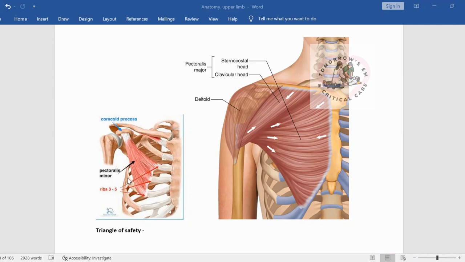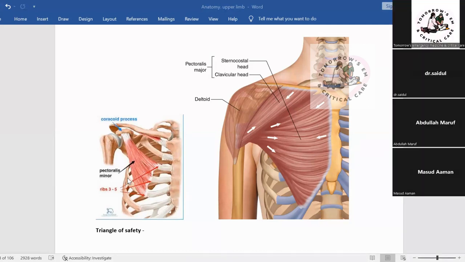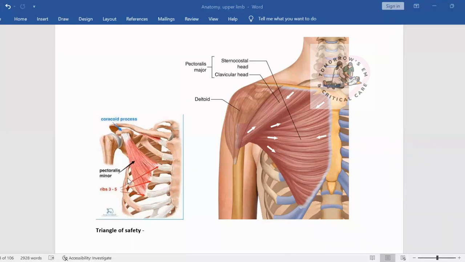Coracoid process. What are the muscles originating from the coracoid process? Short head of the biceps and coracobrachialis. Short head of the biceps, coracobrachialis, pectoralis minor. Good. Excellent.